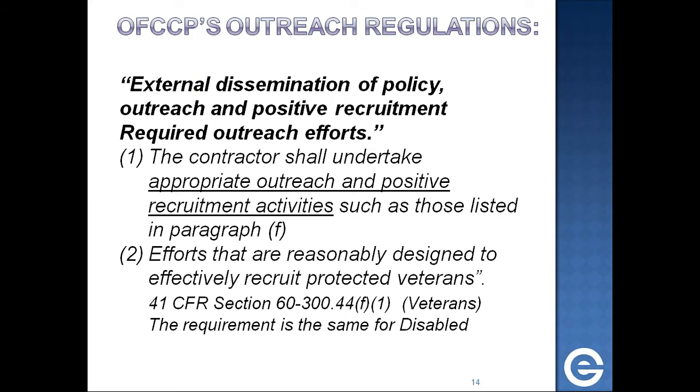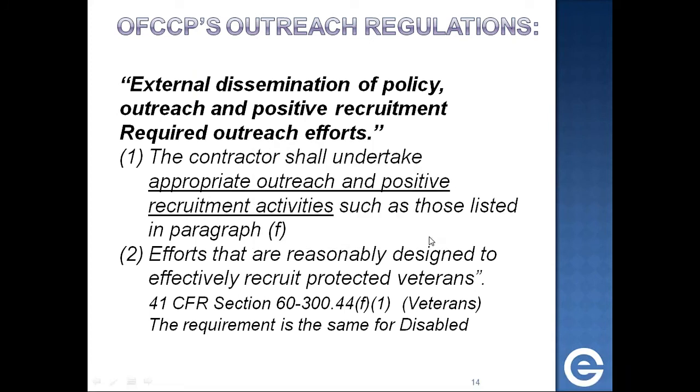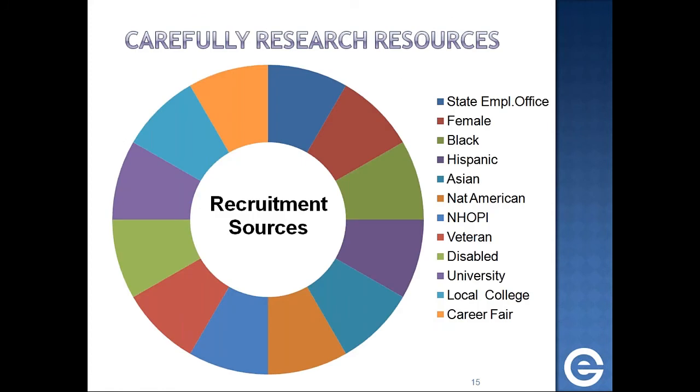So this is the OFCCP's outreach regulations: external dissemination of policy, outreach, and positive recruitment. Required outreach efforts. The contractor shall undertake appropriate outreach and positive recruitment activities such as those listed in paragraph F. So we'll cover that. Efforts that are reasonably designed to effectively recruit protected veterans. So the area for protected veterans is the State Employment Office, and you can choose additional outreach. These are the outreach categories you need to have.